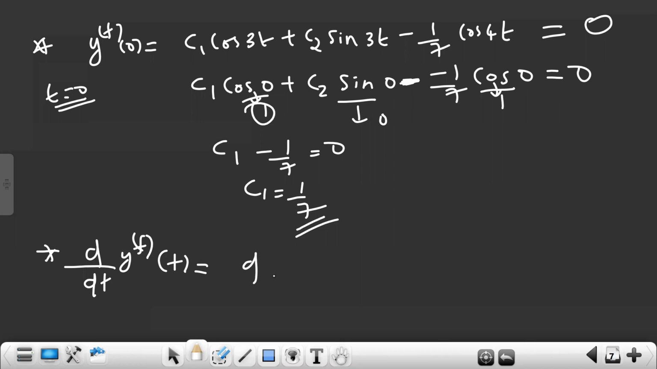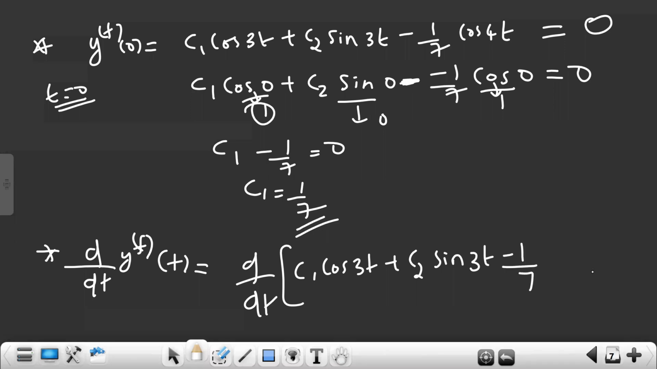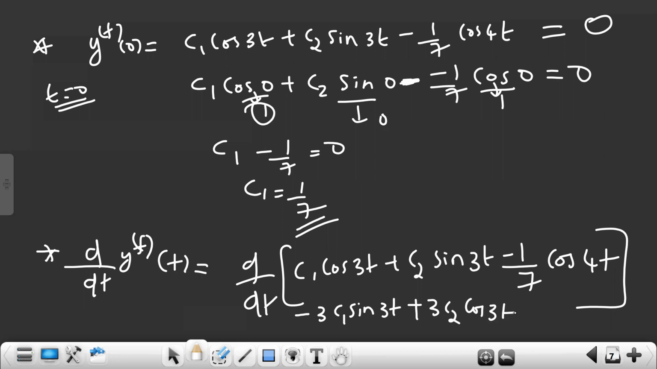So we will take dy by dt of yf of t, which is C1 cos 3t plus C2 sin 3t minus 1 by 7 cos 4t. Now take the derivative of this term. What will you get? C1 is constant. Derivative of cos is minus 3 sin 3t. So minus 3 C1 sin 3t plus 3 C2 cos 3t. The derivative of cos is minus, that minus and this minus will become plus. So 4 by 7 sin 4t.